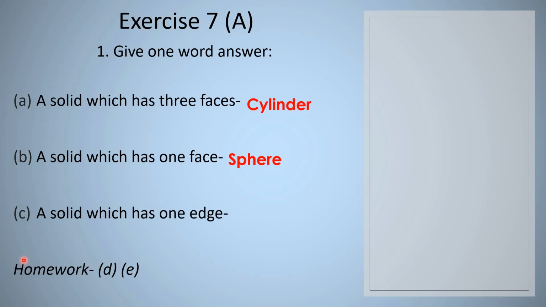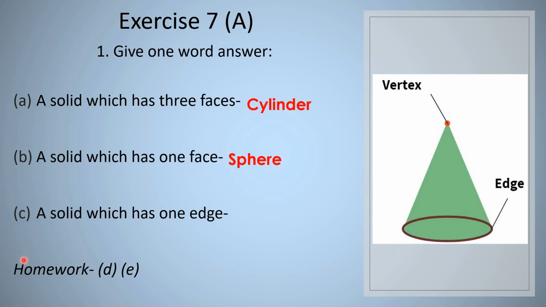Let's move on to the third statement, a solid which has one edge. Now we have studied faces, edges and vertices. So here we have to see a solid which has one edge. If you see here, there is a cone. A cone has one vertex and one edge. The edge here is highlighted brown in color. So only a cone has one edge. So the answer is a cone. Your homework for this question is D and E. You have to solve it in your textbook itself.